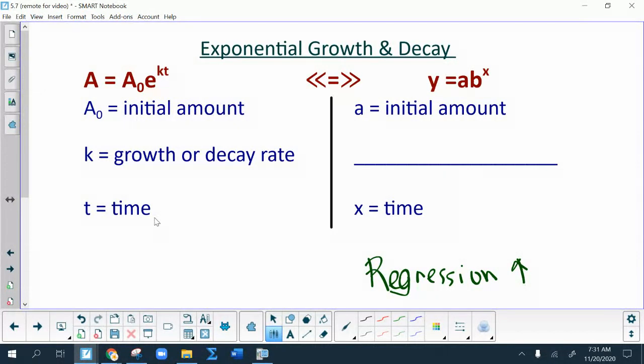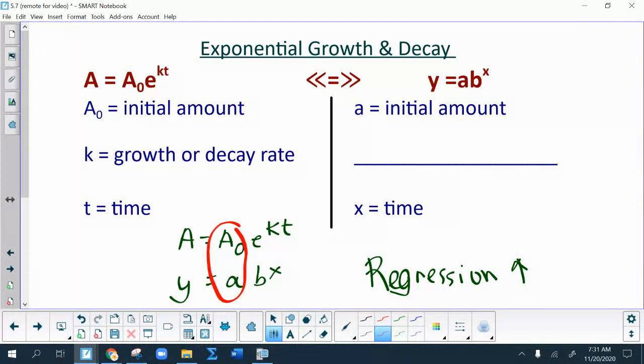But notice if I compare the two equations, and sometimes it helps if I just compare them one above the other, so I'm going to write it like this, and then I'm going to write this one below it. You can see that the a and the a naught are equal, and the t and the x are equal, which leaves us with this stuff in the middle to be equal. So b is not directly the growth or the decay rate, sorry. b is actually equal to e to the k t, okay?